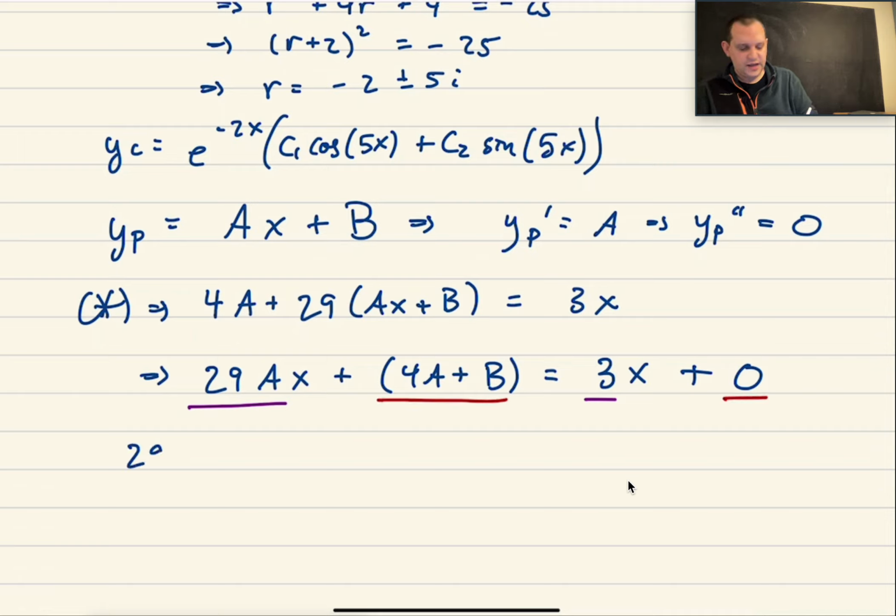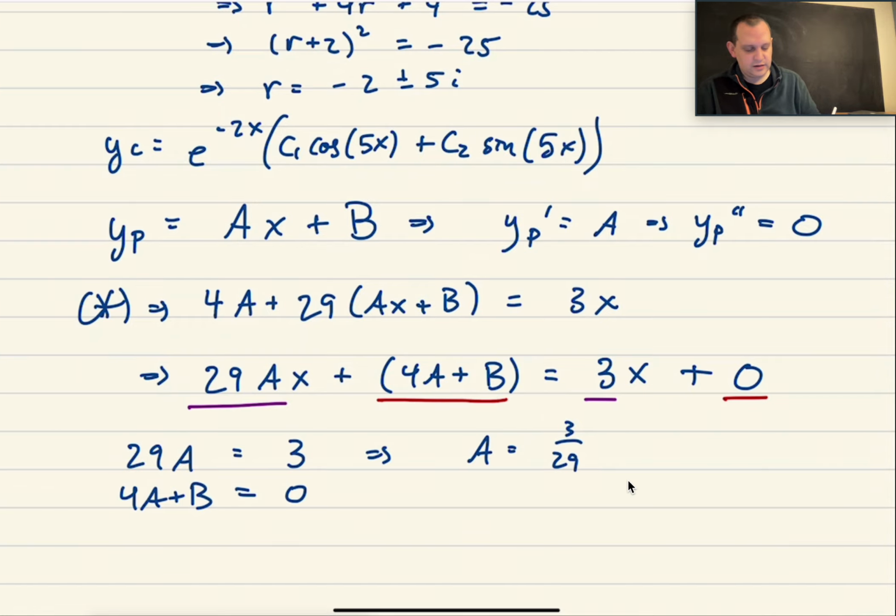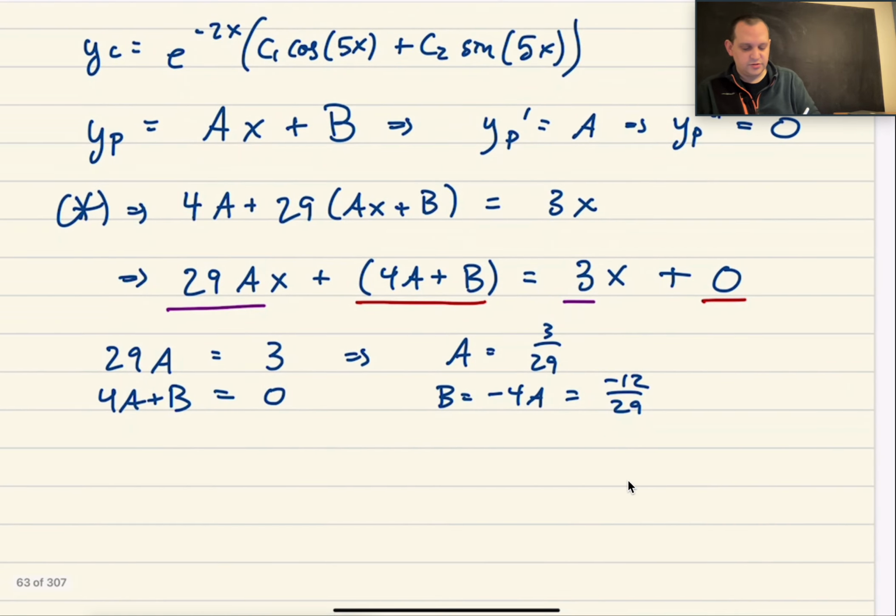So we have 29a equals 3, and 4a plus b equals 0. This is a system of two equations and two unknowns, but we don't really have to work that hard. a is going to be 3 over 29. And if a is 3 over 29, then that tells us that b is going to be minus 4a, so that'll be minus 12 over 29. And therefore, our particular solution is ax plus b, so in our case, 3 over 29 times x minus 12 over 29.